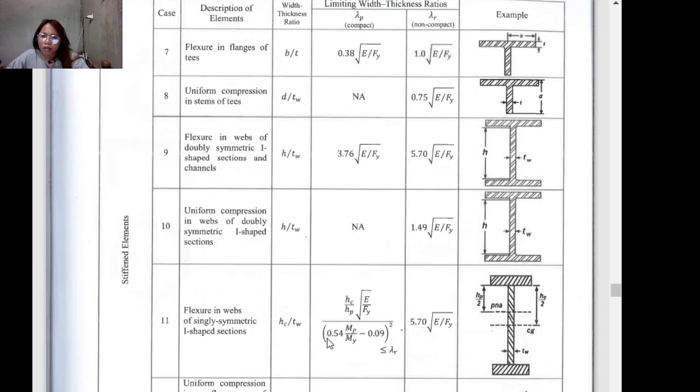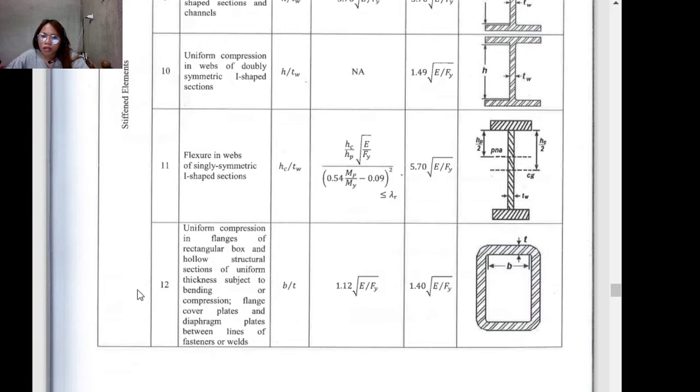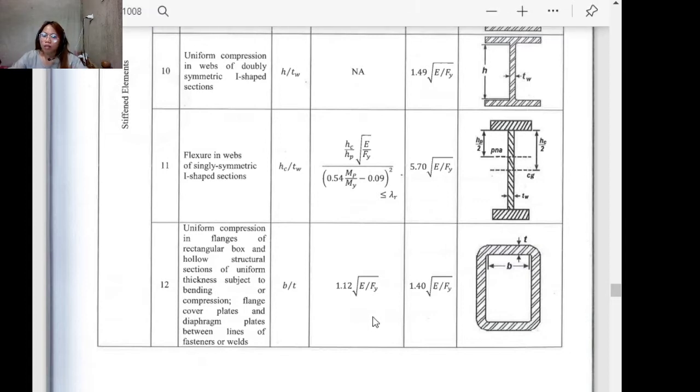Yes, for case 12, uniform compression in flanges of rectangular box and hollow structural sections of uniform thickness subject to bending or compression, flange cover plates, and diaphragm. So the problem is in case number 12, no? This is for the compact and the non-compact. So we'll try to evaluate this, non-compact, for the slender elements.